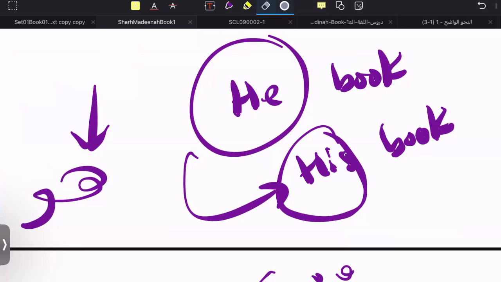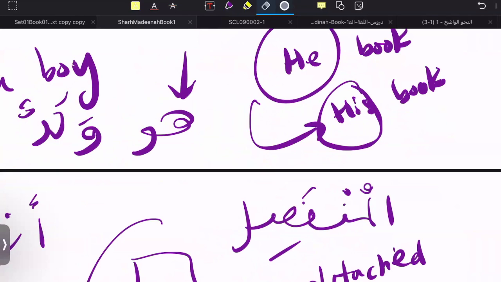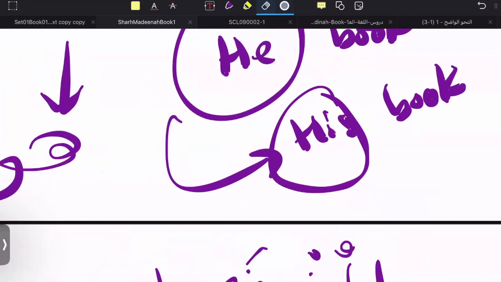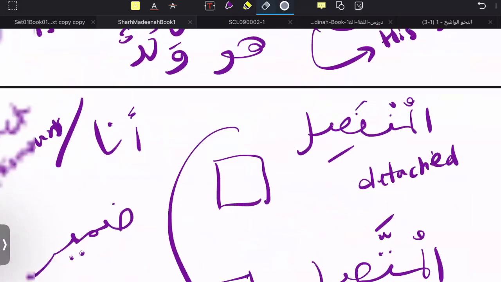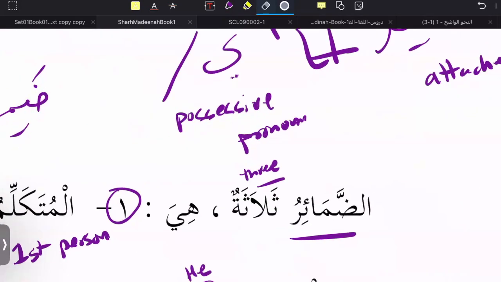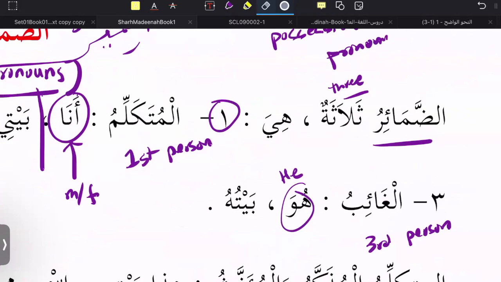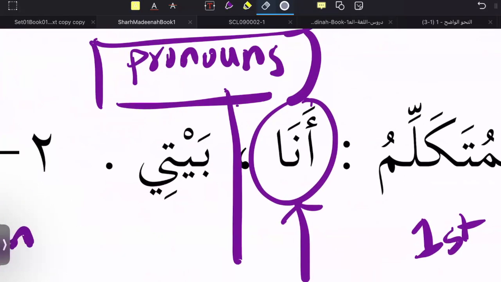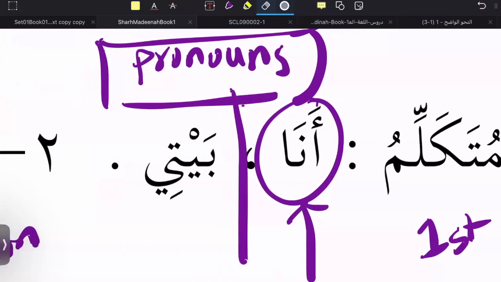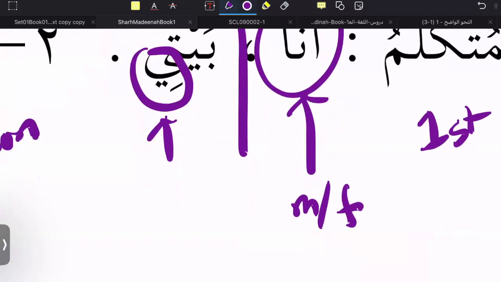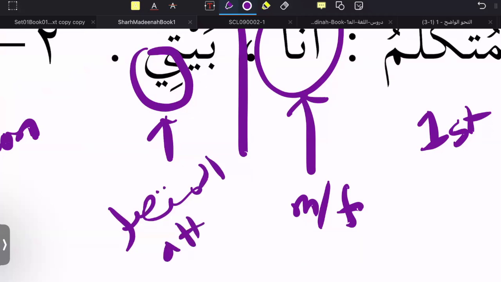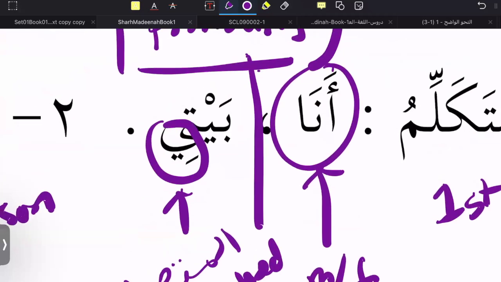So the subject in Arabic will always be detached. And the possessive, in English, it looks like it's detached, right? But in Arabic, no, it will always be attached. And this is what the author is mentioning here. So for example, when he says ana, and then he says baiti, this ya is your pronoun. This is muttasil, attached.